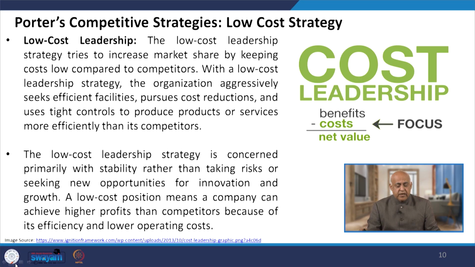Now the low cost leadership. The low cost leadership strategy tries to increase market share by keeping costs low compared to competitors. Like Walmart, that is a low cost strategy to increase market share. With a low cost leadership strategy, the organization aggressively seeks efficient facilities. They pursue cost reductions and use tight controls to produce products or services more efficiently than competitors. The low cost leadership strategy is concerned primarily with stability rather than taking risks or seeking new opportunities for innovation and growth.